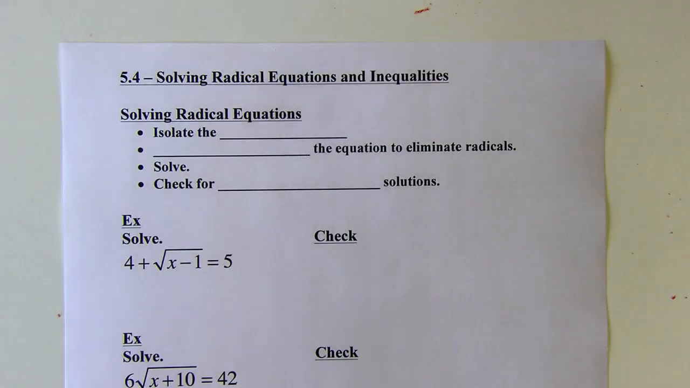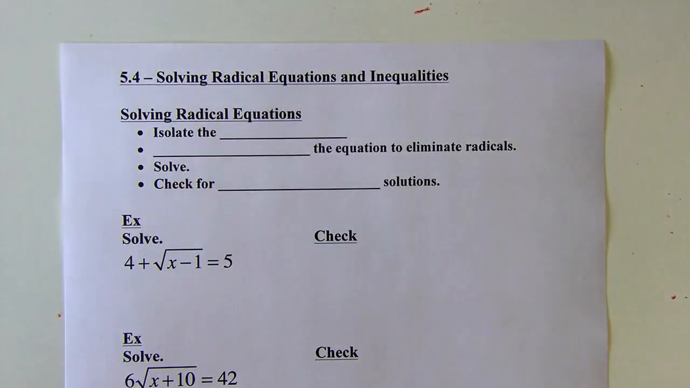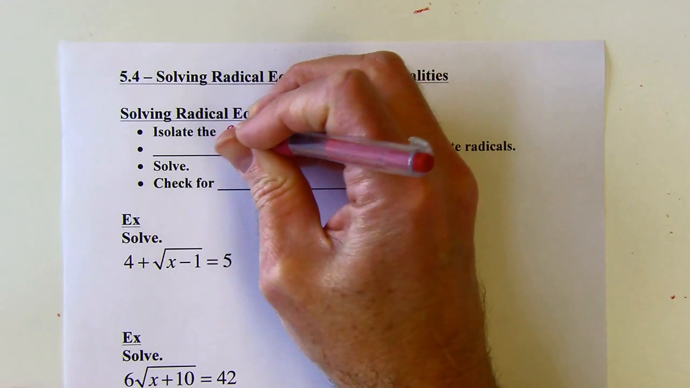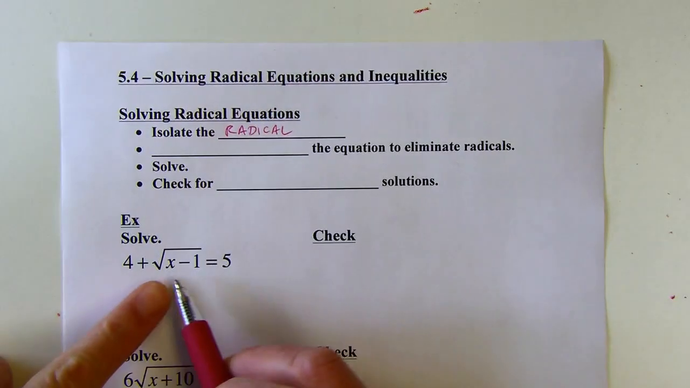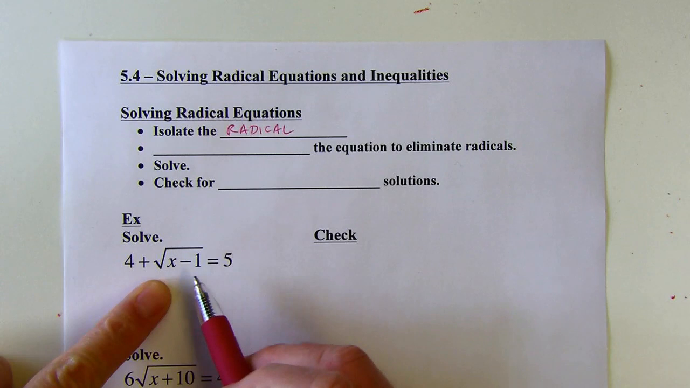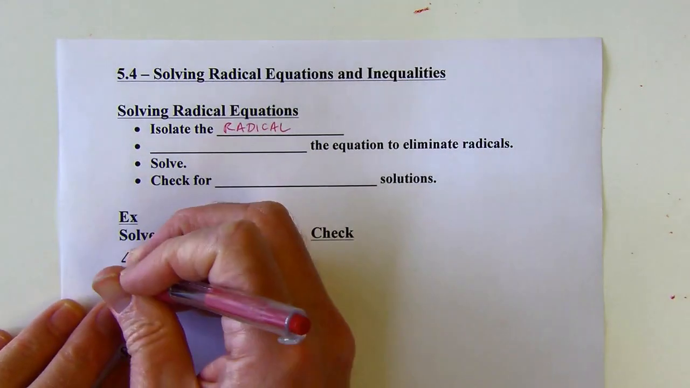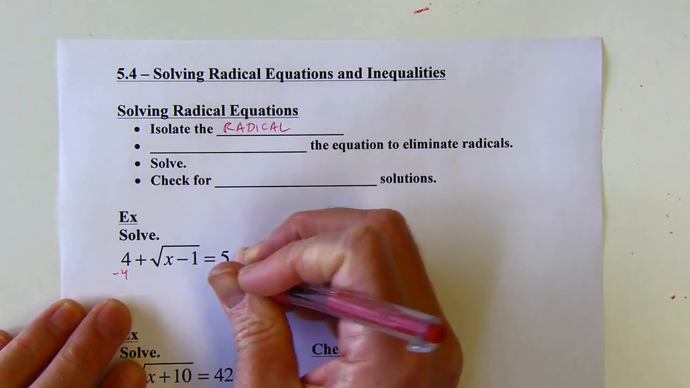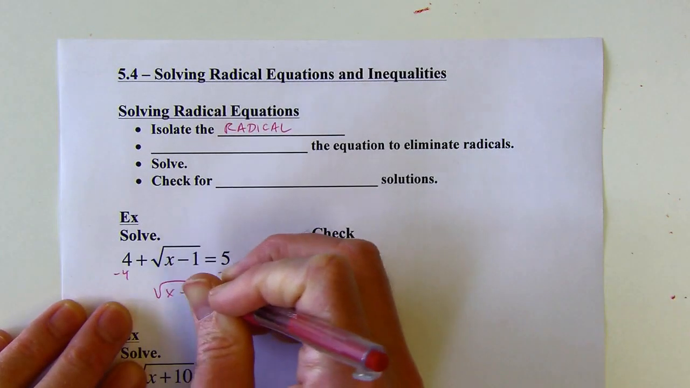Okay, so here's some steps for solving radical equations. First thing you want to do is isolate the radical. So in this example down here, I'd want to get the square root part isolated. Okay, so let's go ahead and do that. So on this particular problem, I would subtract 4 from both sides, right? And then I'd get square root of x minus 1 equals 1.